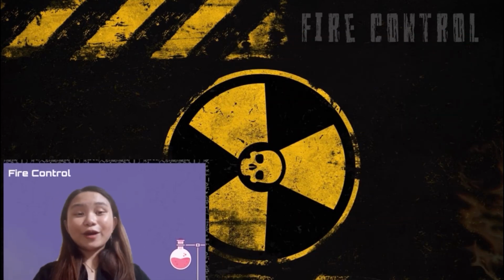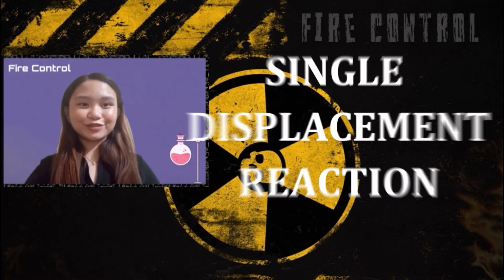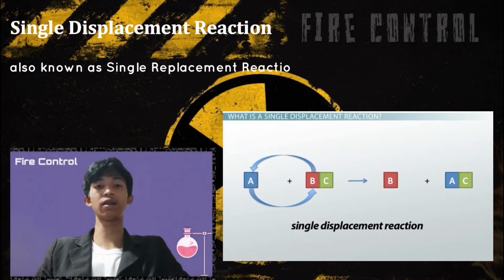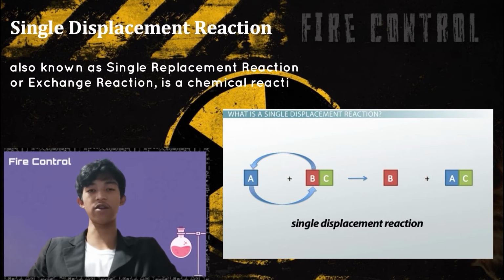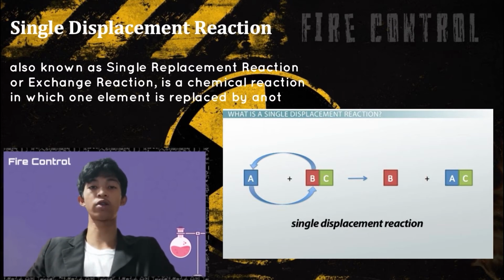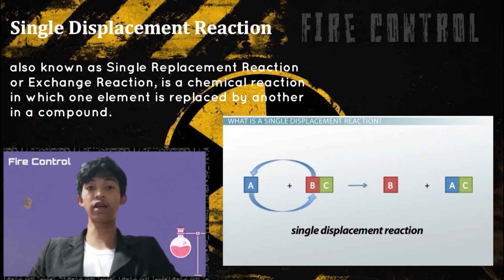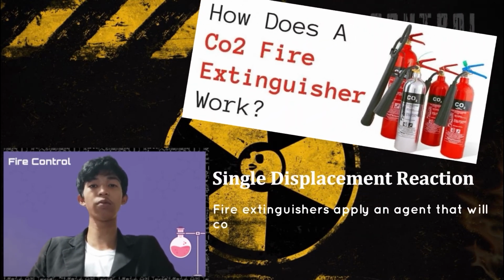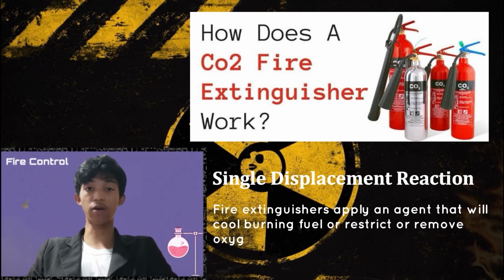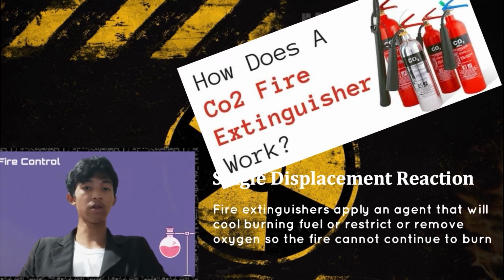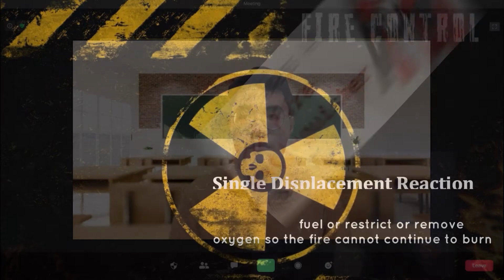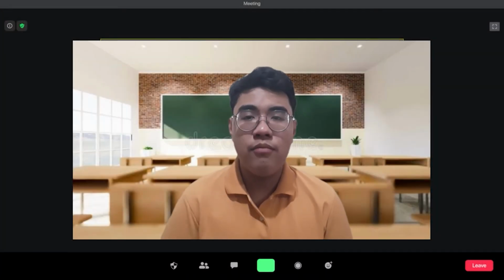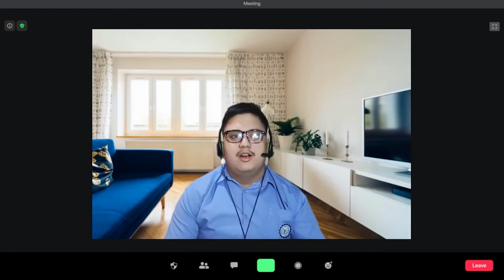Ito ang halimbawa ng single displacement reaction. Single displacement reaction, also known as single replacement reaction or exchange reaction, is a chemical reaction in which one element is replaced by another in a compound. Fire extinguishers apply an agent that will cool burning fuel or remove oxygen so the fire cannot continue to burn. Maraming salamat sa pakikinig at ngayon, pwede na kayong magbigay ng mga katanungan.